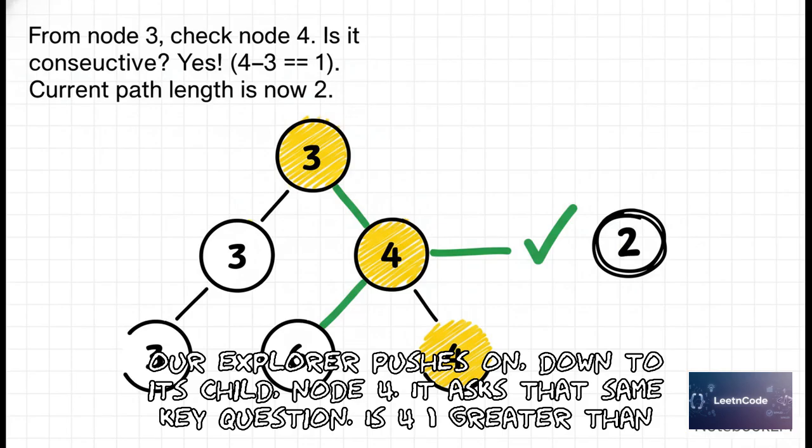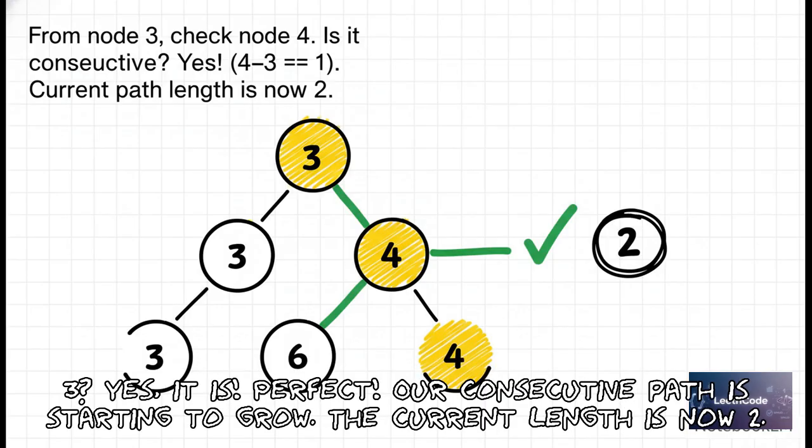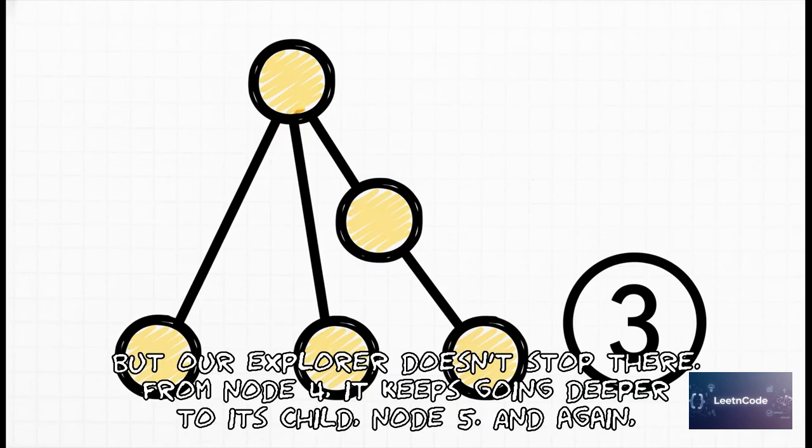It asks that same key question. Is 4 one greater than 3? Yes, it is. Perfect. Our consecutive path is starting to grow. The current length is now 2. But our explorer doesn't stop there. From node 4, it keeps going deeper to its child, node 5.